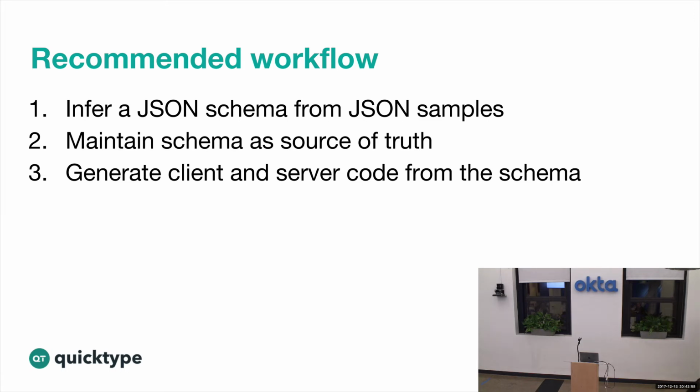Do the schema inference once with as much data as you can. Make sure you get a good schema. Make sure the schema is correct. You still have to look at it to make sure the types are correct. QuickType is very powerful, but it's not omnipotent or omniscient. And then commit the schema into your repository. It's the source of truth. Maintain this and generate the code from that, client, server code, whatever you need.